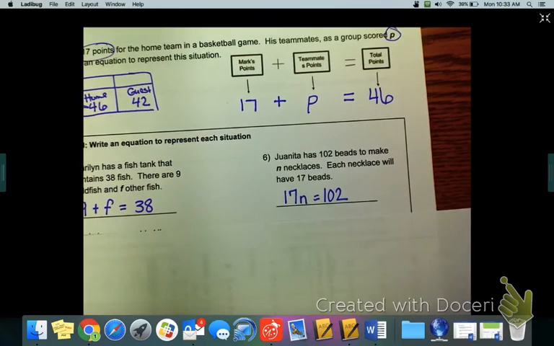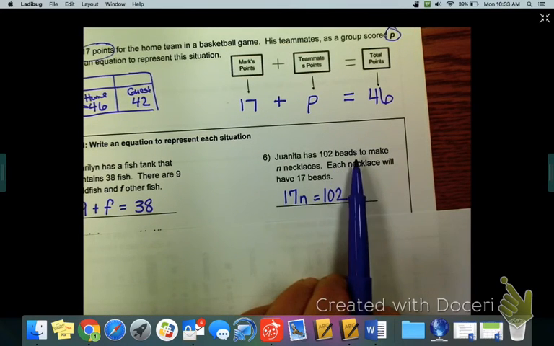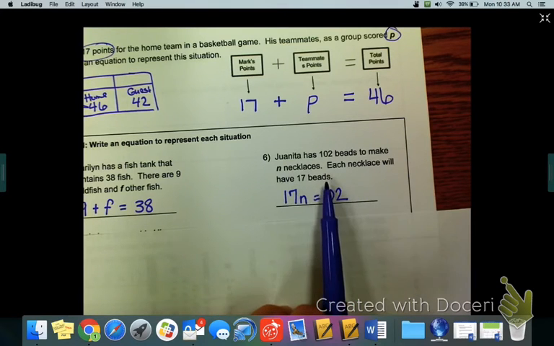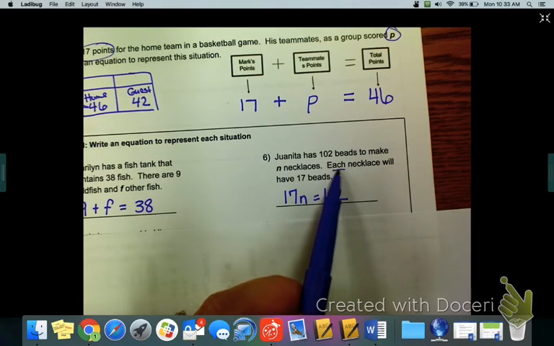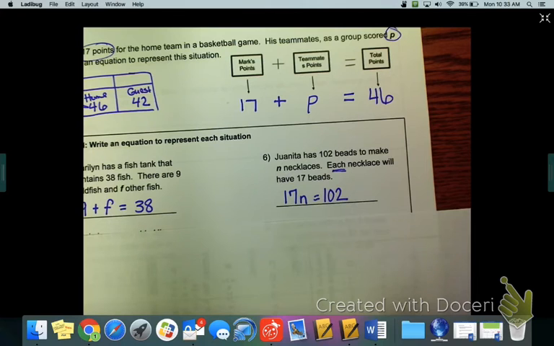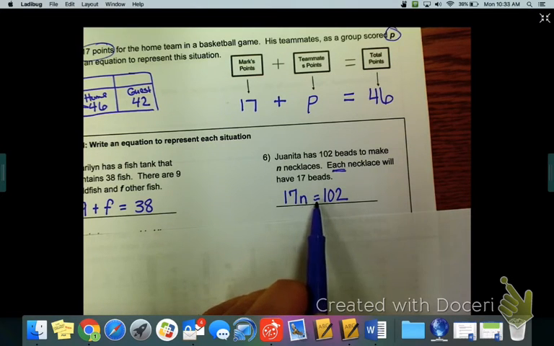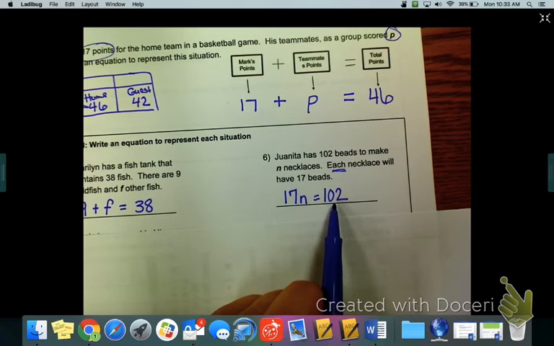Number 6 says, Juanita has 102 beads to make N necklaces. Each necklace will have 17 beads. My key word that helped me was each. If each necklace needs 17 beads, I'm going to take 17 times the number of necklaces she's going to make, and it's going to equal 102 beads that she's going to use.